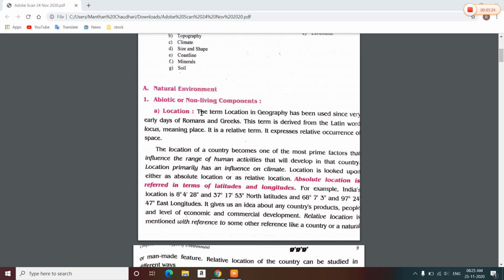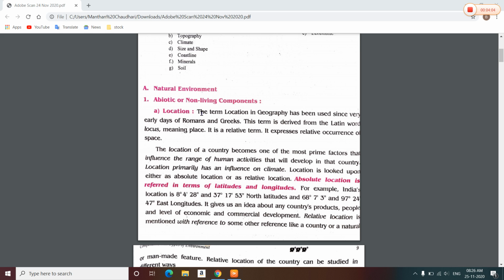There are two types of location. Number one is absolute location. It's a kind of exact location. And number two is relative location, which means with reference to other objects. Relative location is of different types. Number one is maritime location and number two is continental location.